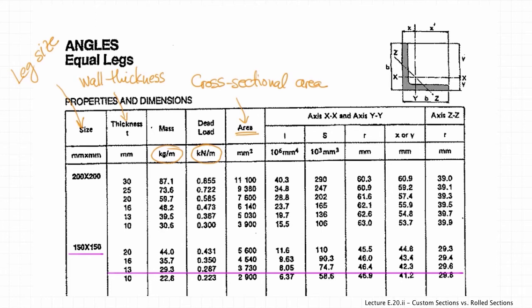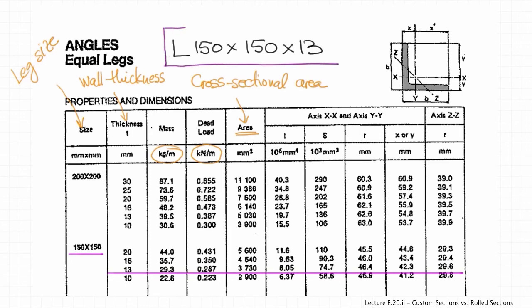So in purple I have highlighted here a typical section. The leg sizes are 150 millimeters each, and the wall thickness is 13 millimeters, and a section like this is designated with a letter L in front of the numbers. That means it is an angle, followed by the leg sizes and the wall thickness. This is how the final answer of a design should look: L 150 by 150 by 13.